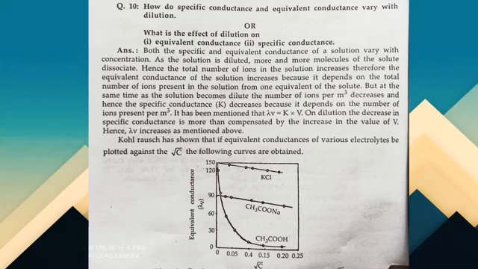For revision purposes, keep in mind that equivalent conductance increases and specific conductance decreases. Why? Because the specific conductance depends on the number of ions present per meter cube, whereas equivalent conductance increases if the total number of dissociated ions increases in the solution. So that is all about the equivalent conductance and the specific conductance.